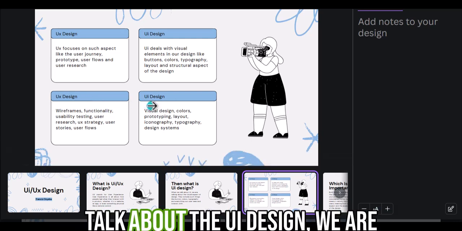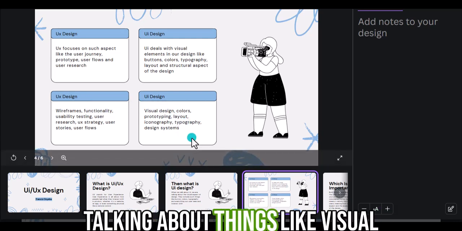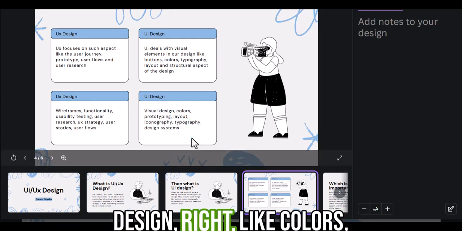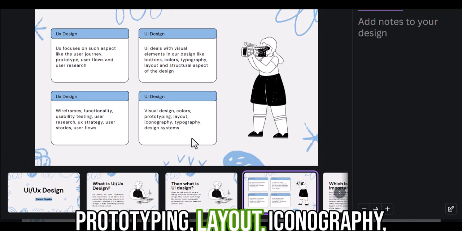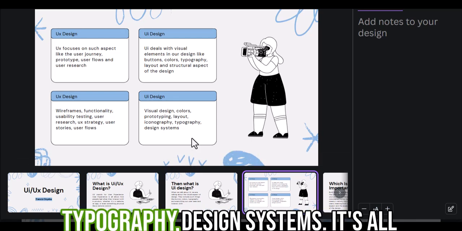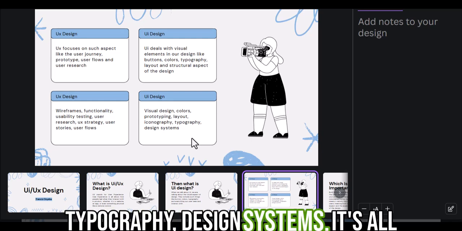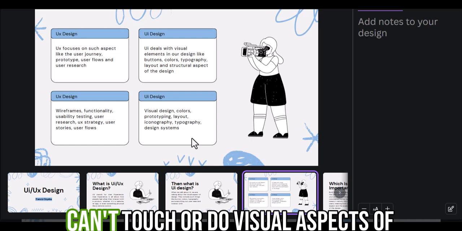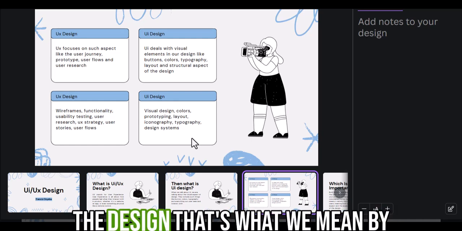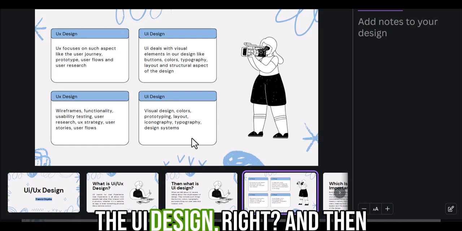Then, when we talk about UI design, we are talking about things like visual design: colors, prototyping, layout, iconography, typography, design systems. It deals mostly with what we can touch or the visual aspect of the design. That's what we mean by UI design.